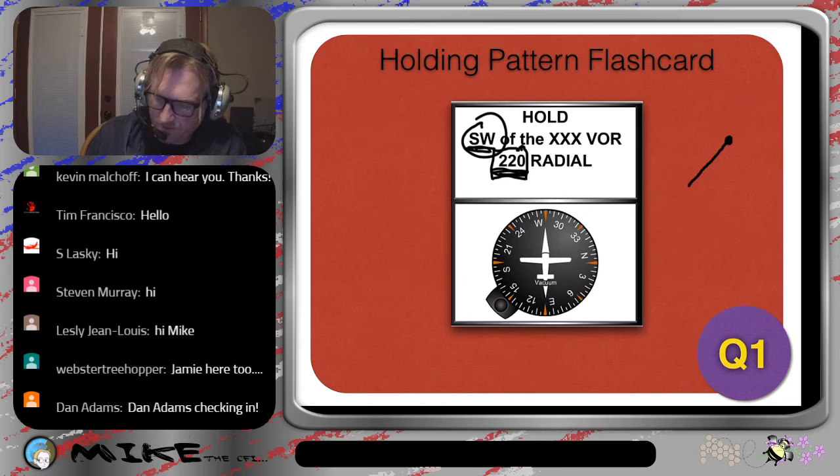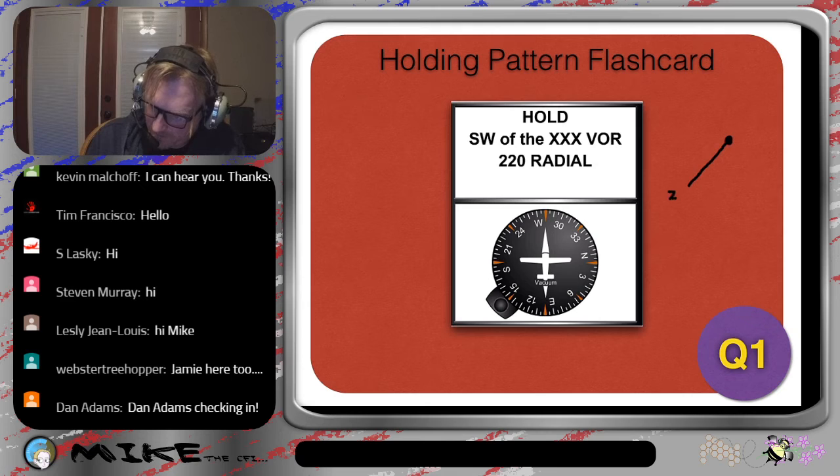So for example, if they told you to hold northeast on the 220 radial, then I'd want to get back with air traffic control and get that instruction clarified, because the two don't coincide with each other. It's possible that you misheard the instruction, or I've also seen and heard the controller give an improper instruction. And unfortunately, that actually happened to one of my students on their check ride.